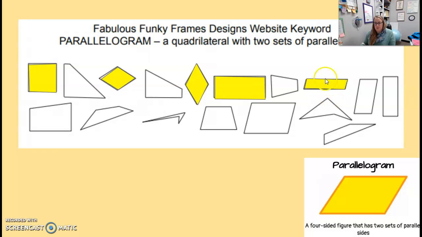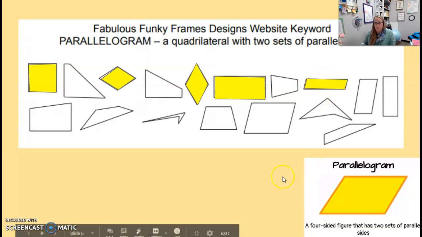All right, this one, top and bottom are the same. This side and this side are the same. So since that's the case, that means that this can be a parallelogram. Do you see another one? I see a couple more now.